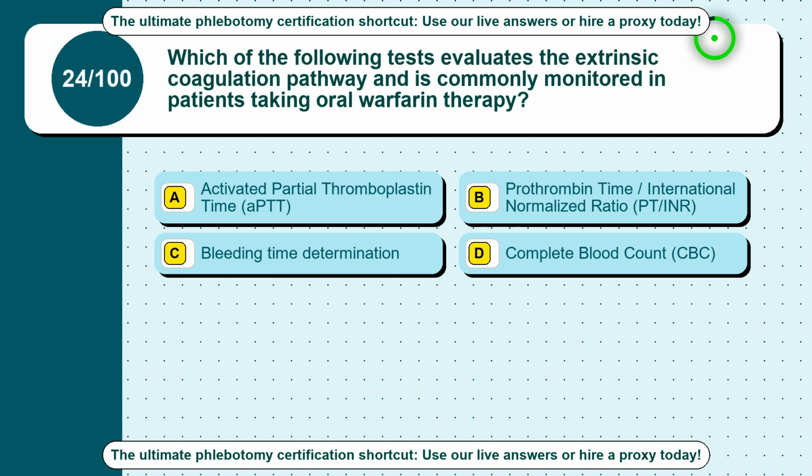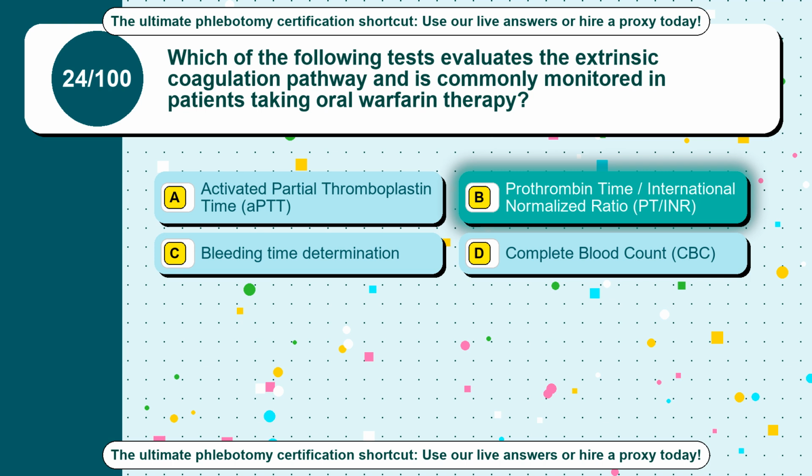Question 24. Which of the following tests evaluates the extrinsic coagulation pathway and is commonly monitored in patients taking oral warfarin therapy? Option A, activated partial thromboplastin time, APTT. Option B, prothrombin time / international normalized ratio, PT/INR. Option C, bleeding time determination. Option D, complete blood count, CBC.